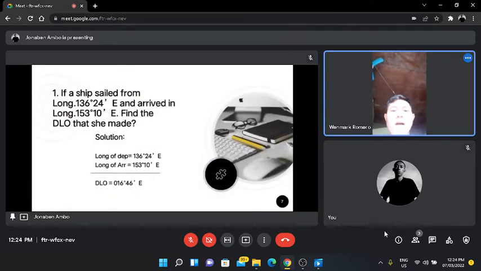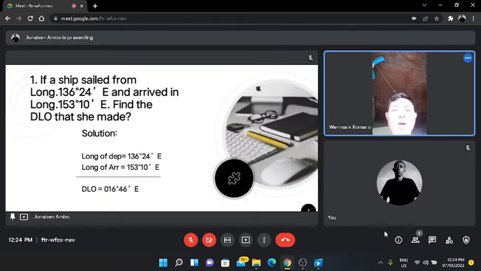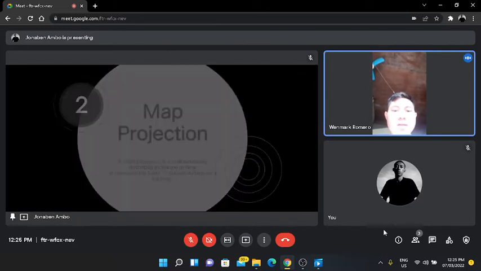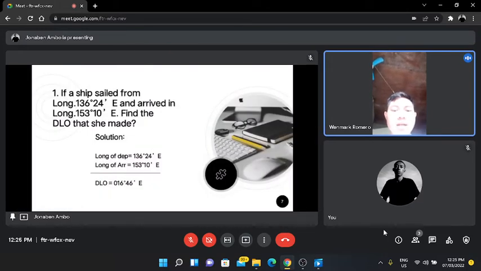For example, if a ship sailed from longitude 136 degrees 24 minutes east and arrived at longitude 153 degrees 10 minutes east, find the DLong that she made. So the solution is: longitude of departure is equal to 136 degrees 24 minutes east, and the longitude arrived at is 150 degrees 10 minutes east, and the DLO is 016 degrees 46 minutes east.